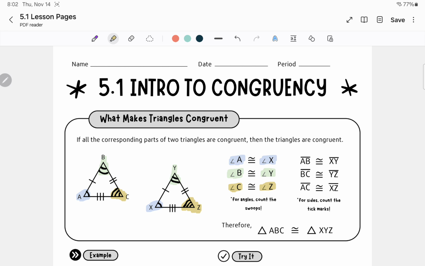So how to know that the angles are congruent? You're just going to count the number of swoops. If they have the same amount, they are congruent to each other. They are equal to each other.